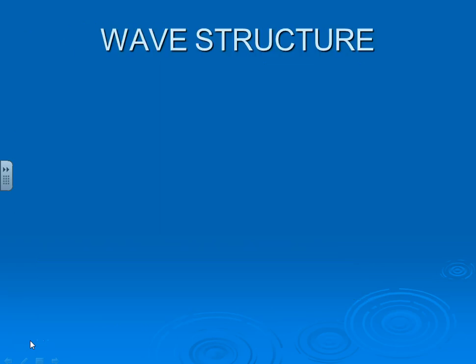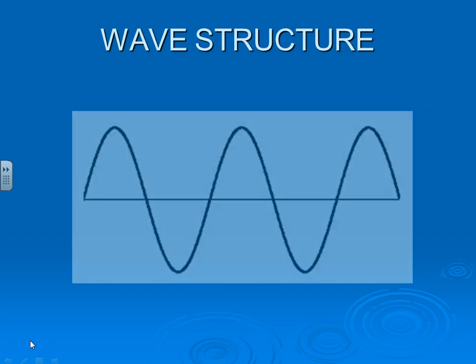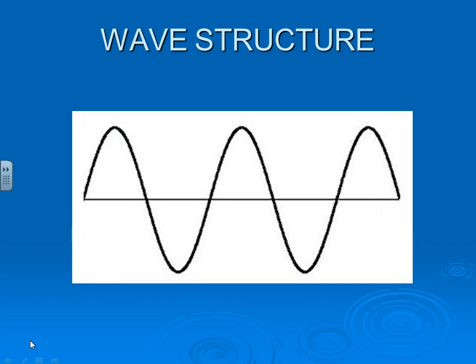Okay, let's talk about wave structure, or wave anatomy. Go ahead and draw your wave and put a baseline through it. That line through the middle is called a baseline, and you can go ahead and label that as a baseline if you want to. I want you to think about all the places that you've seen this wave, or a wave that looks like this.